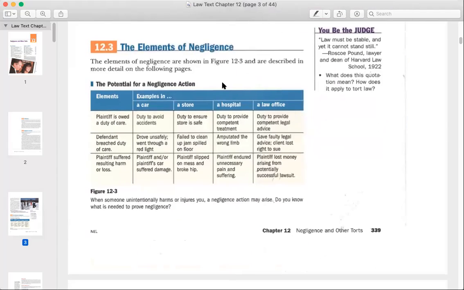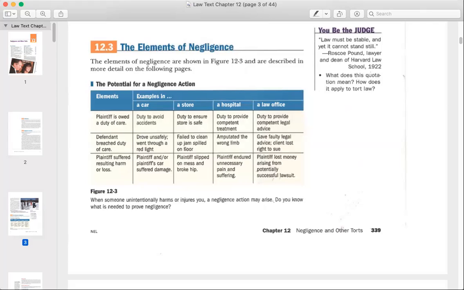So again, the elements of negligence are shown in figure 12-3 and described in more detail on the following pages. I'm going to be showing you a video, terrible acting, but the acting is so bad it'll probably stick with you. The aspects of a negligence case are the following: duty, breach, causation, and damages.